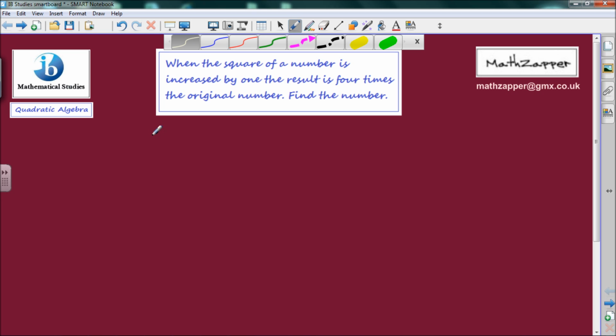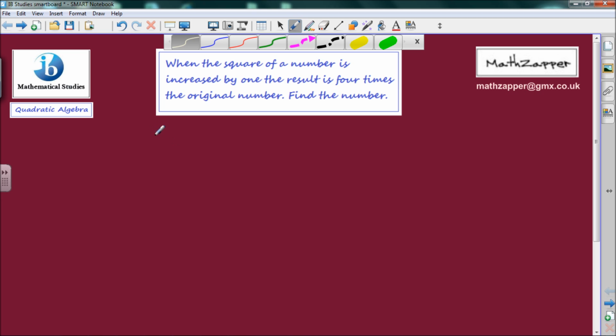Mathematical Studies, Quadratic Algebra. This is a word problem that we need to turn into a quadratic equation and solve. When the square of a number is increased by 1, the result is 4 times the original number, and we need to find that number.